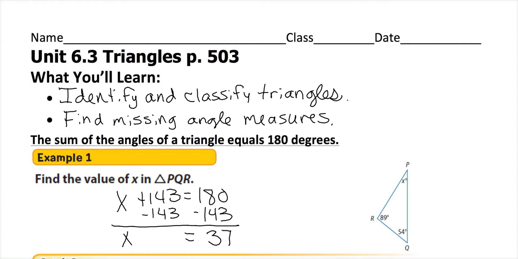Okay, and let's grab our calculators and let's check that real quick. So let's quickly take 37 plus 89 plus 54. And I came up with 180 degrees, so I know that I solved it correctly. All right, so for this one, x equals 37. The main thing to watch for is sometimes they're going to ask you for an angle measure, which in this case is actually the same as just finding x, and sometimes we only have to find x. So it just depends on what they're looking for, so be careful with that kind of stuff.